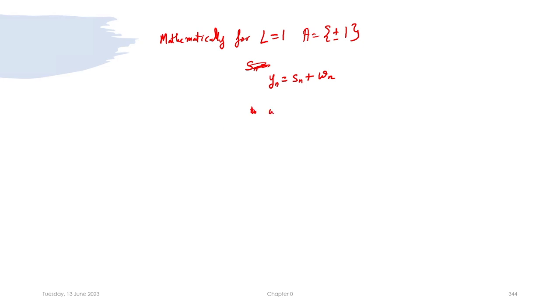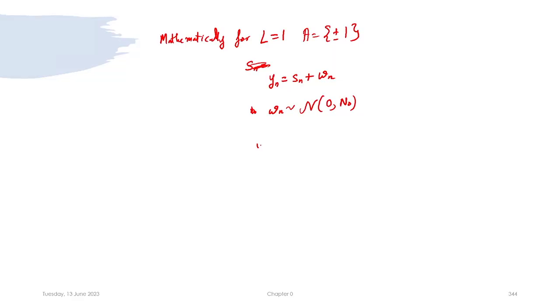Naturally, putting this mathematically, for L equals 1, A equals plus minus 1, S_n is this, Y_n equals S_n plus W_n. Now W_n is Gaussian with 0 mean and variance N_0. We will come to other interpretations as well. So Y_n given S_n is Gaussian with mean S_n, and Y_n will also be a random variable since it contains a random symbol and noise N_0.